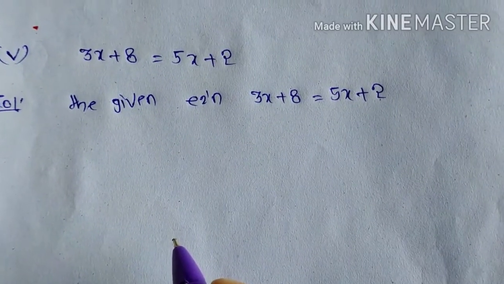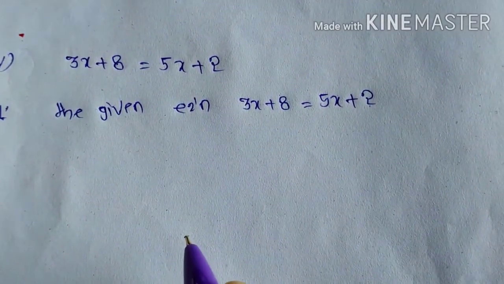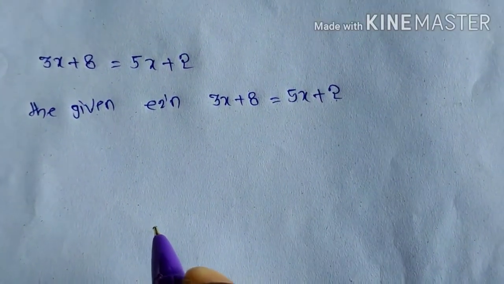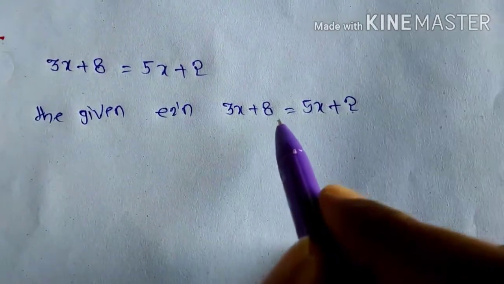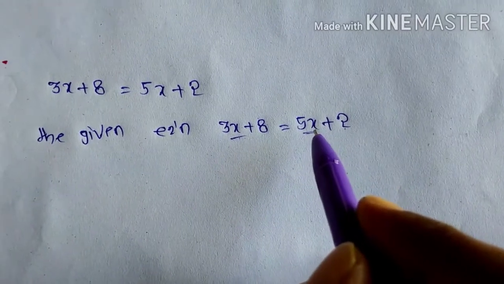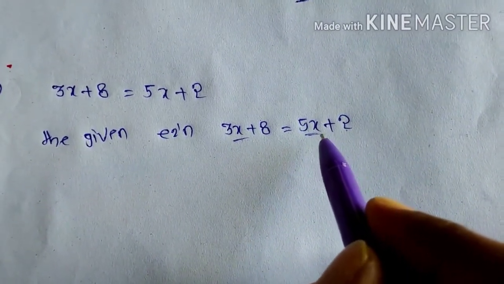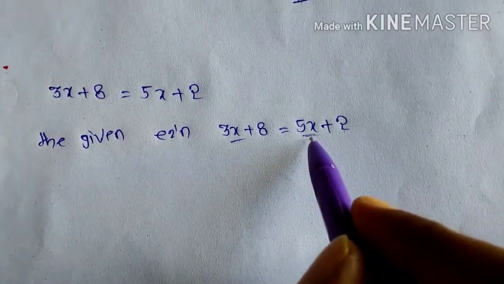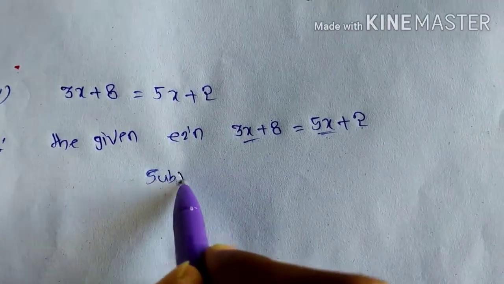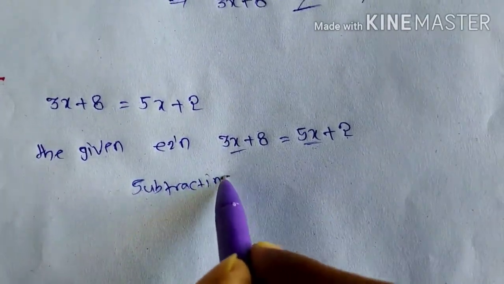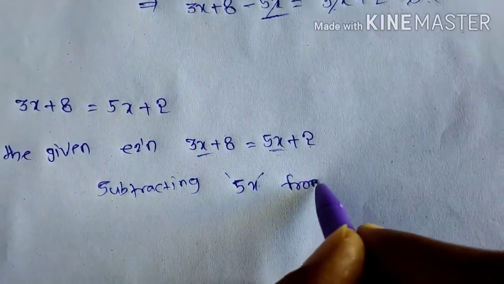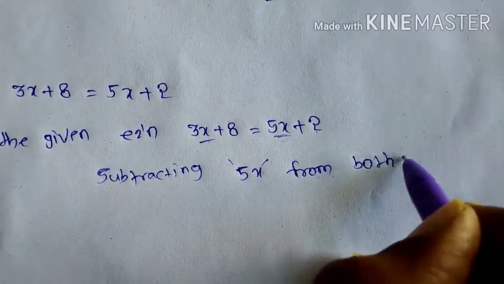See here, another problem. 3x plus 8 is equal to 5x plus 2. Solve the equation. The given equation I have written as 3x plus 8 is equal to 5x plus 2. Once you observe, the variable is available on the LHS and RHS. The variable available on the right side is 5x, so you can subtract it. Subtracting 5x from both sides.